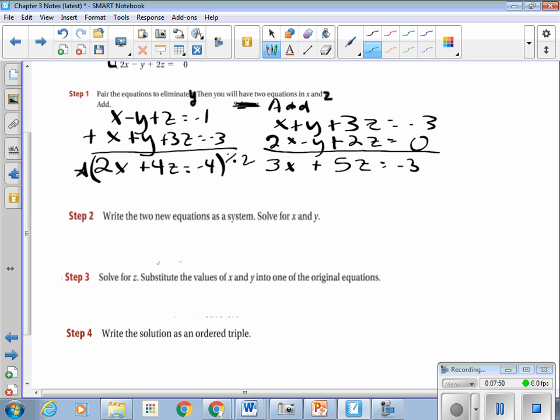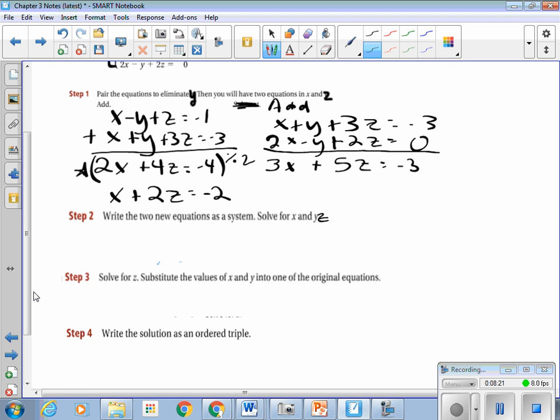I'm going to divide it by 2 because when I'm doing these advanced algebra skills, I want everything as simple as possible. So if I can recognize that everything's divisible by 2, let's go ahead and make it simpler. Then let's make it simpler. Okay, so write the 2 new equations for the system as a system.